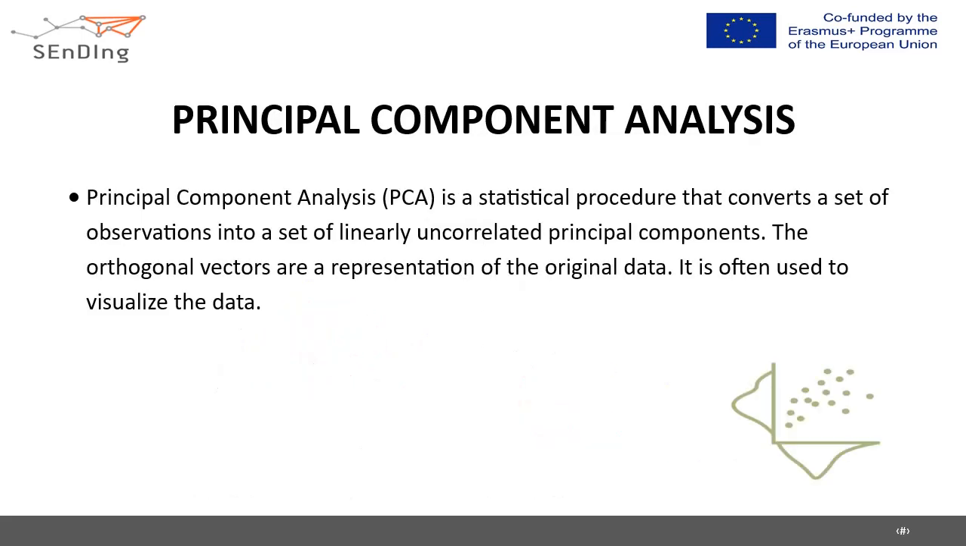Principal component analysis is a statistical procedure that converts a set of observations into a set of linearly uncorrelated principal components. The orthogonal vectors are a representation of the original data. It is often used to visualize the data.